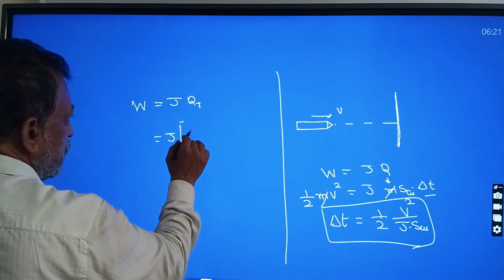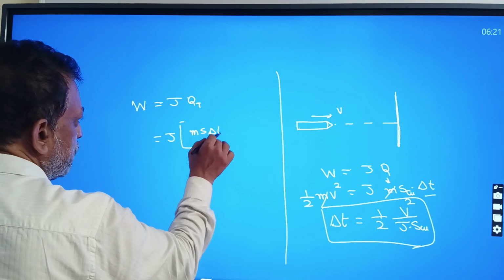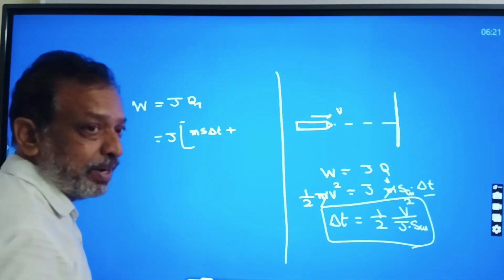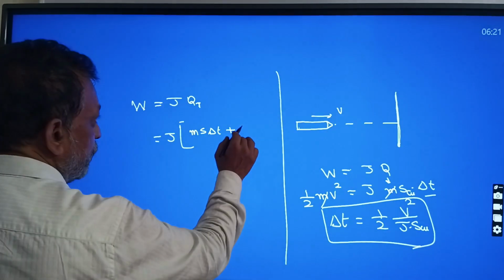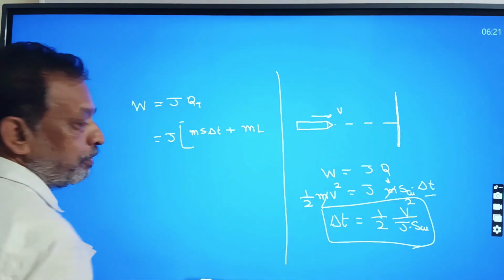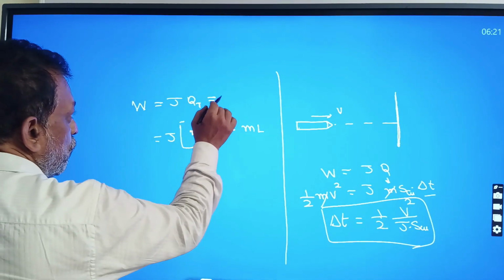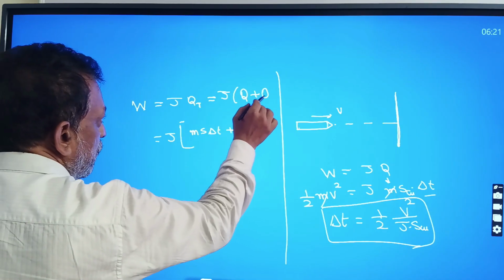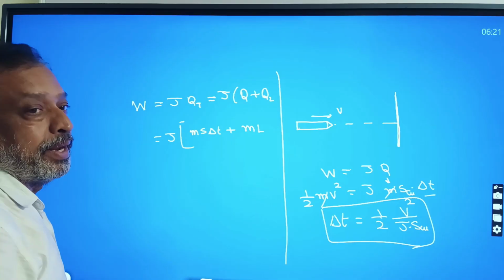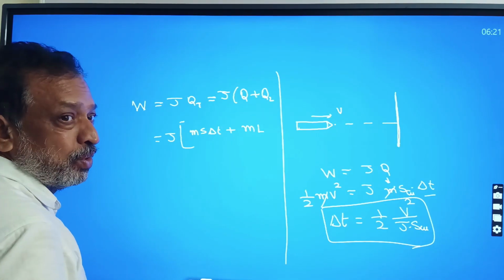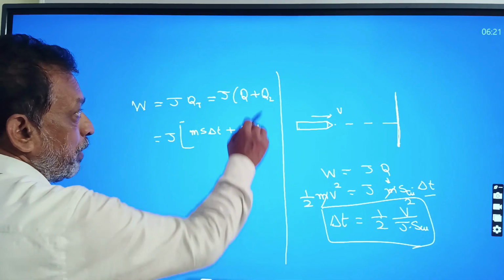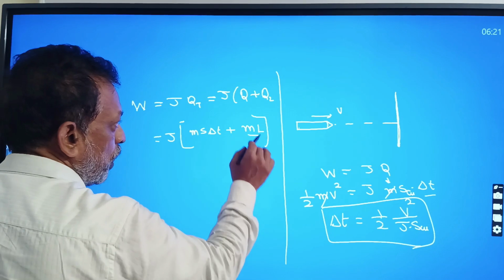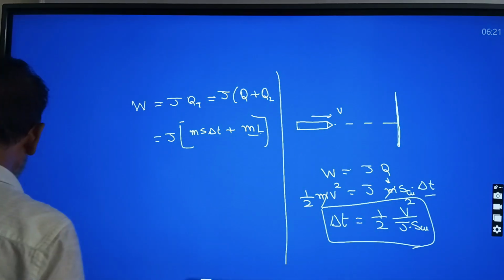So Q has m s delta T, the rising temperature, and it changes from solid to liquid. Then we write Q in terms of m L. Otherwise, this is equal to J into Q plus latent heat. So Q is equal to latent heat. Then we apply this: latent heat is this much. We call this solid to liquid conversion. Now remaining everything is the same.